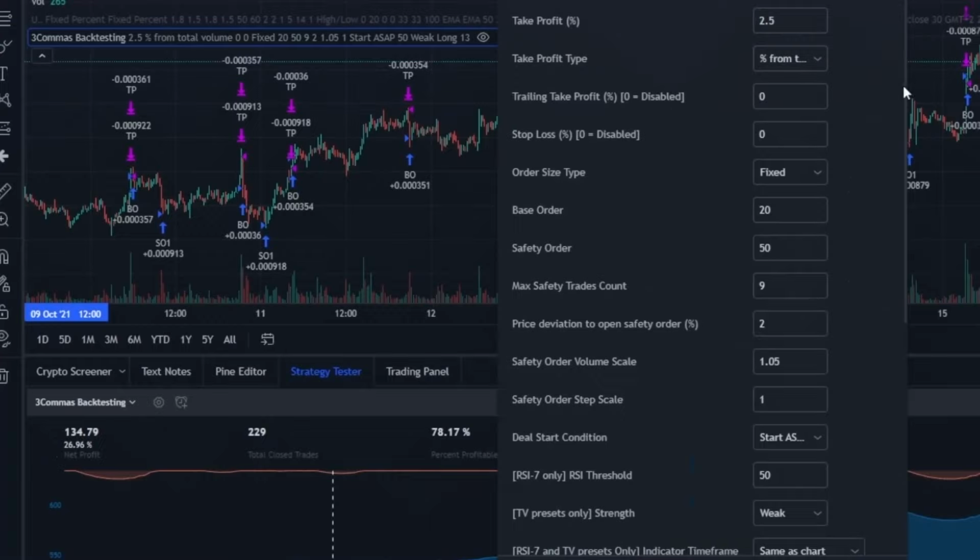Okay, I have been playing around with it, and it seems to me that 2.5% actually seems to be a good number, where we get 26% net profit on what we've actually added.